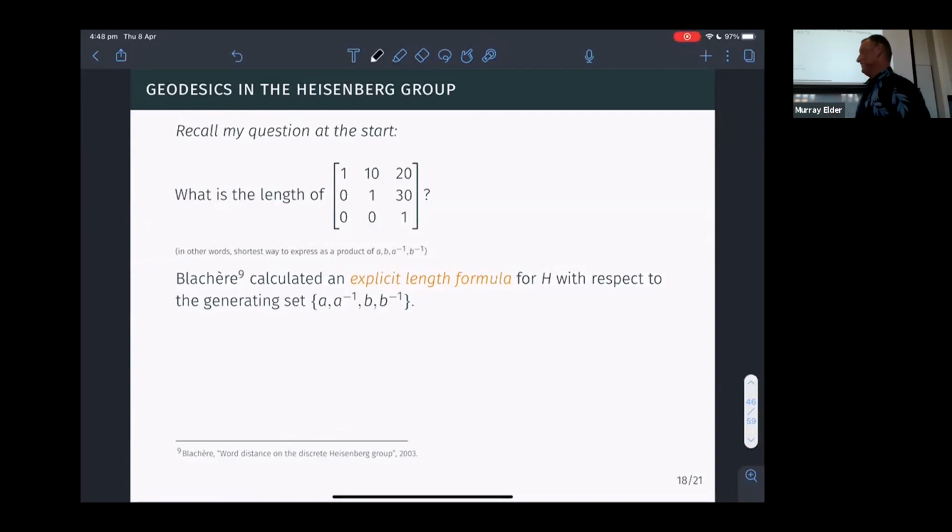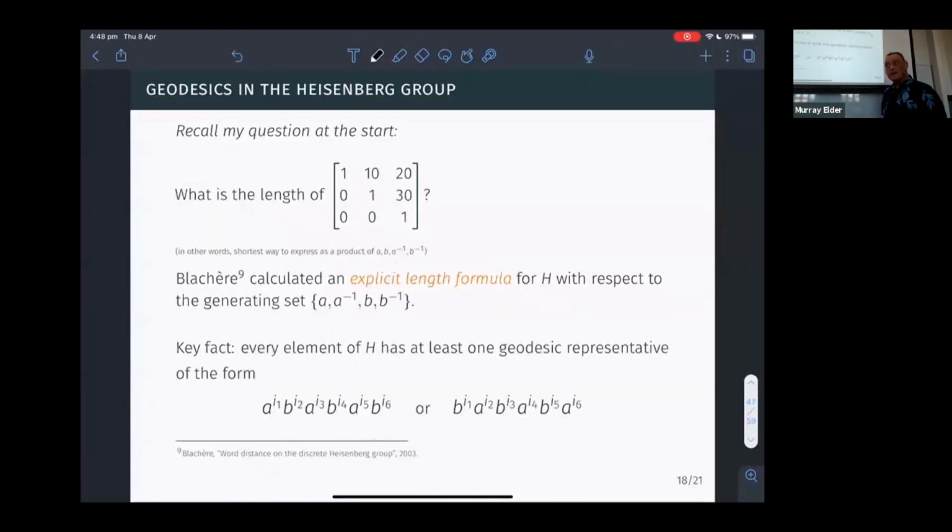It's a formula, and it's case by case. It's not the most exciting thing to read, but Alex found this paper because it was about calculating the distance in the Heisenberg group. So it has an explicit length formula with respect to this generating set. But what was hidden inside the paper, not even stated as a lemma, just used as a tool, is that every element of the Heisenberg group, that explicit example, has at least one geodesic representative where you only need to switch between A's and B's at most 6 times, so there are at most 6 factors here.